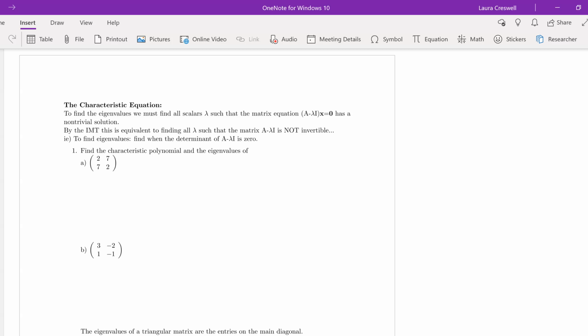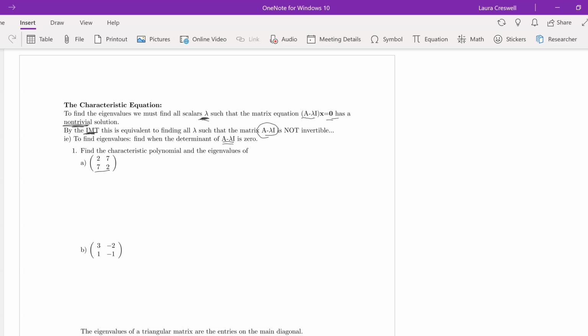We want to find the number lambda, the scalar, so that (A minus lambda I) x equals 0 has a non-trivial solution. From the invertible matrix theorem, this is equivalent to saying that I want to find all the lambdas where this makes it not invertible. To be not invertible means the determinant is 0. I want the determinant of A minus lambda I to be 0. So I'll be solving for the lambdas.